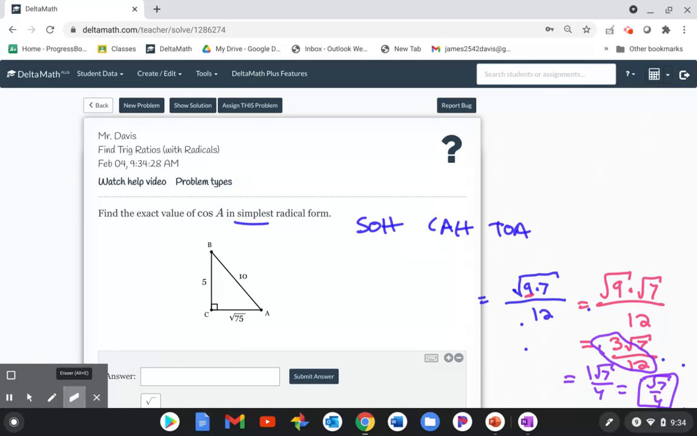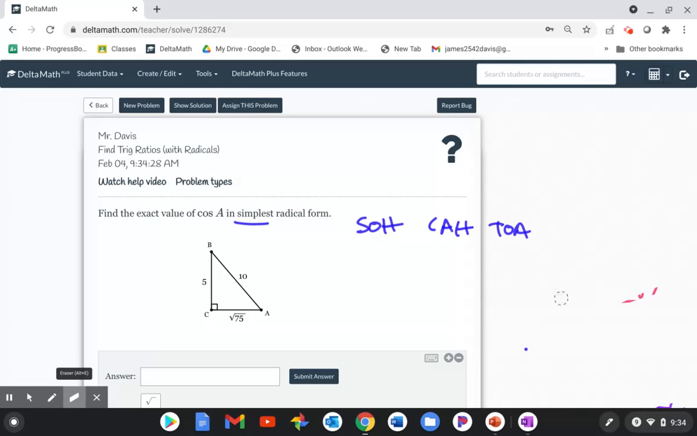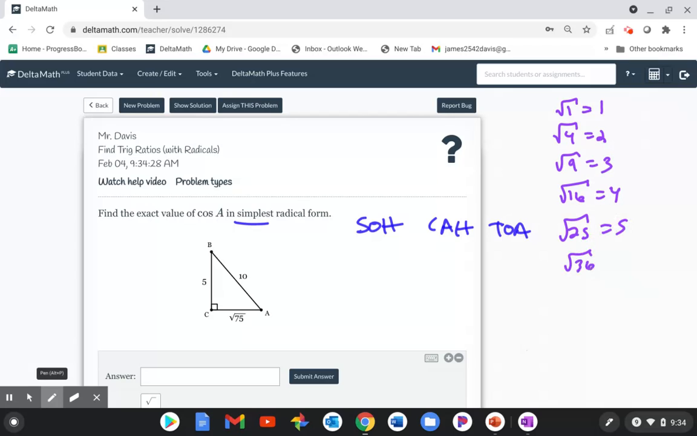What I would suggest is making a little table, which I'll do here, and you can replicate it. First of all, square root of 1 is 1, obviously. Square root of 4 is 2. Square root of 9 is 3. Square root of 16 is 4. Square root of 25 is 5. Square root of 36 is 6. Square root of 49 is 7. Square root of 64 is 8. Square root of 81 is 9. Square root of 100 is 10. That should be all you need.